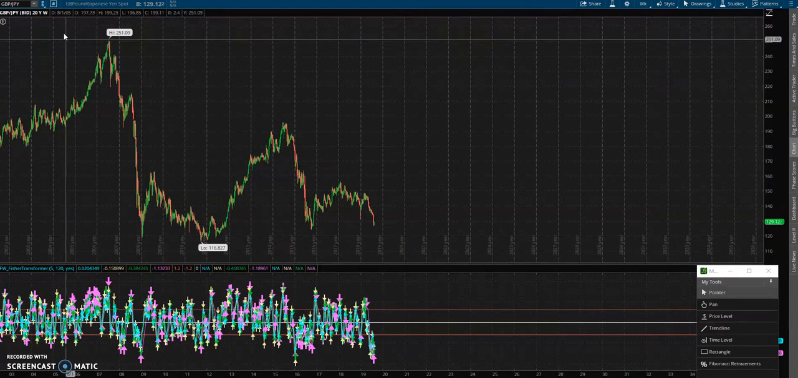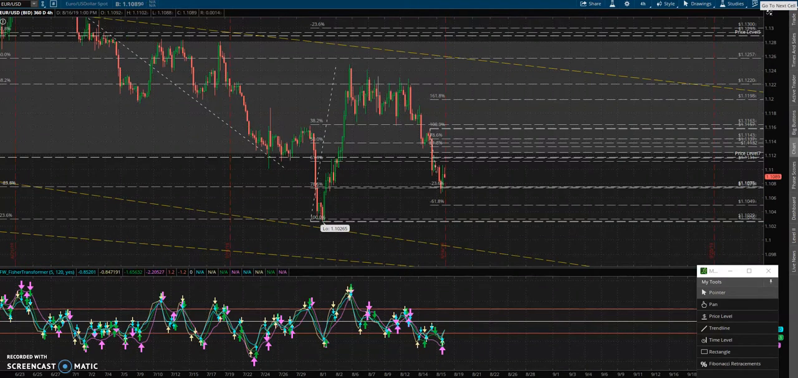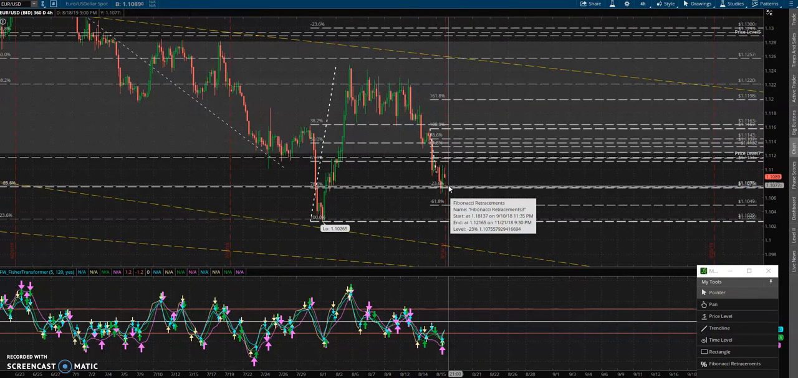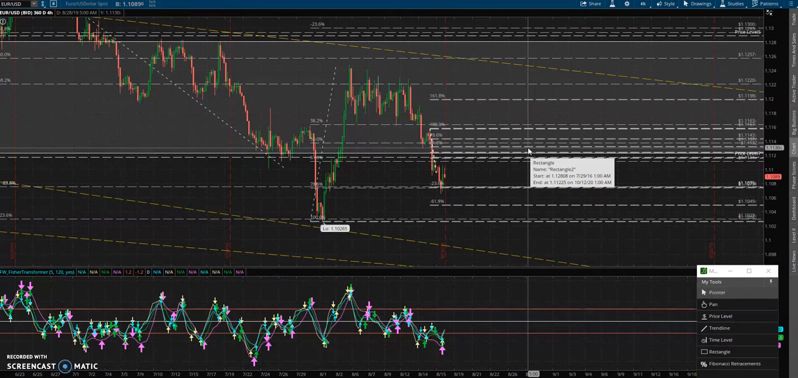I think I have the next chart, GBP JPY, but I'm not going to do that chart. But thank you for listening. I hope this gives you some good ideas for this week to think about and a good analysis of the markets.